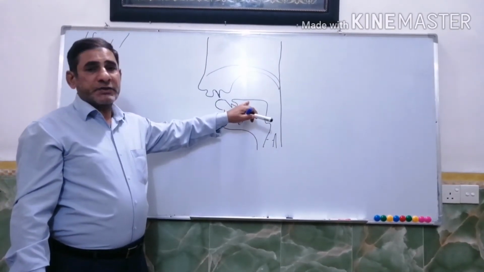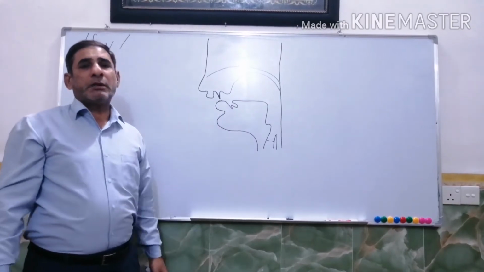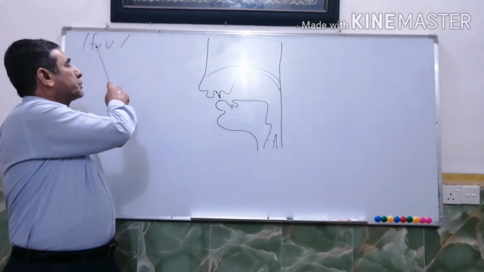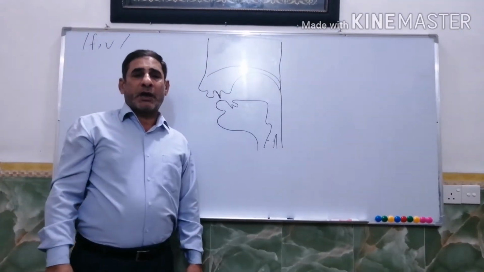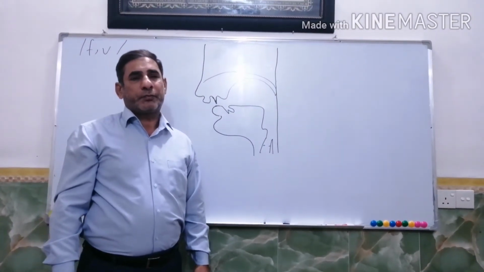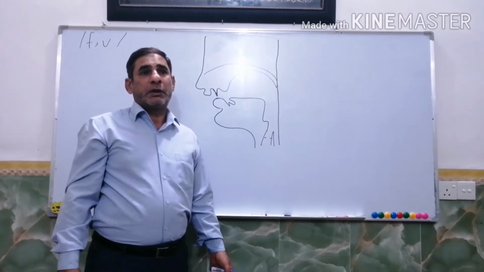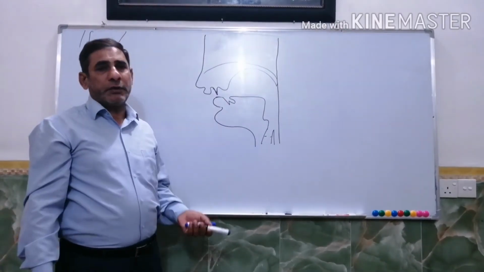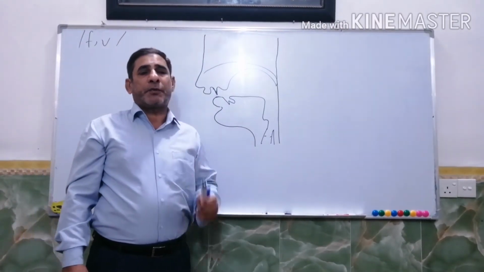The tongue is not directly concerned in making these two sounds, or phonemes. Of course, we don't need the tongue when producing /f/ and /v/. We use the lower lip with the upper front teeth.